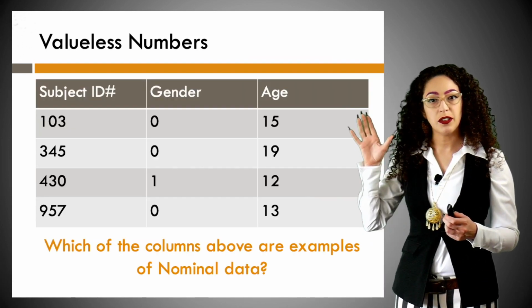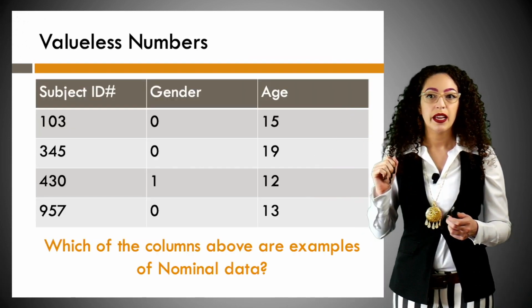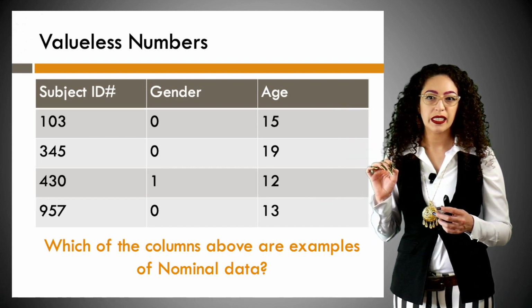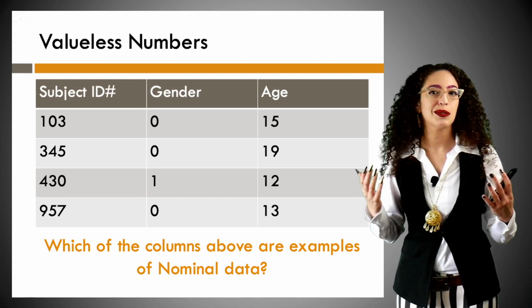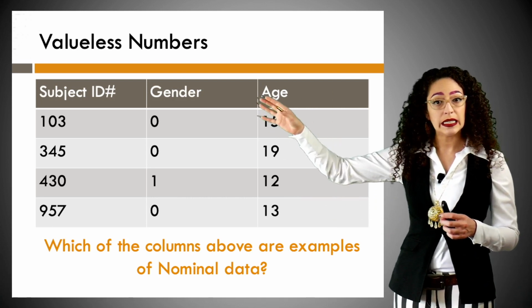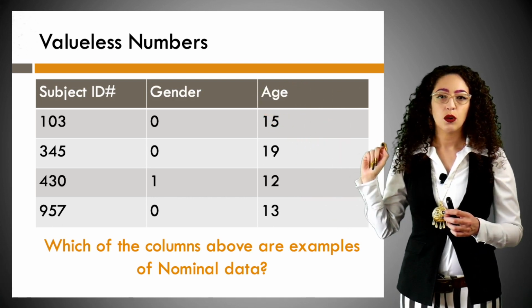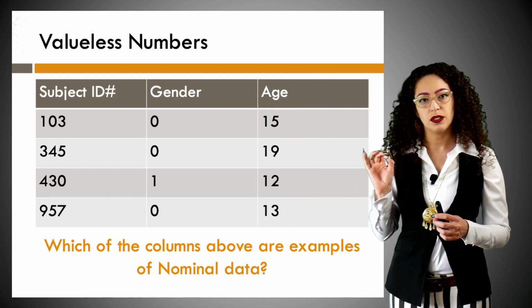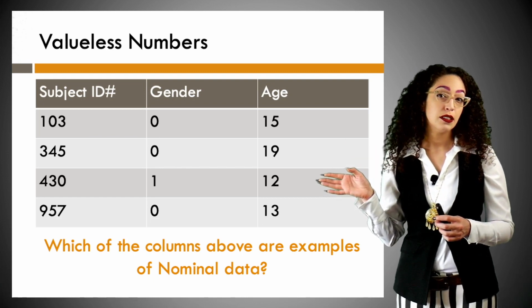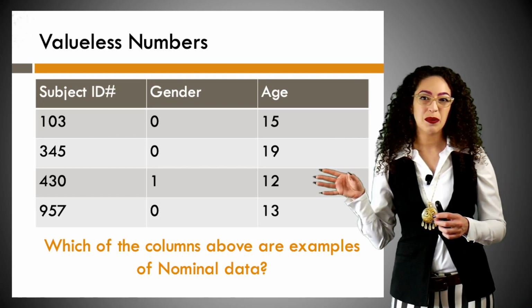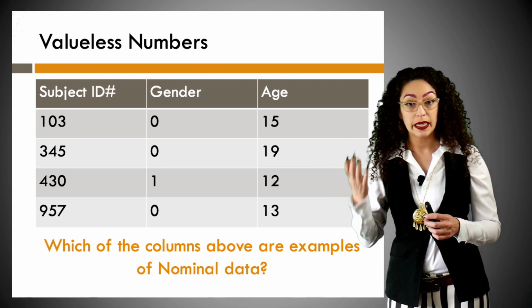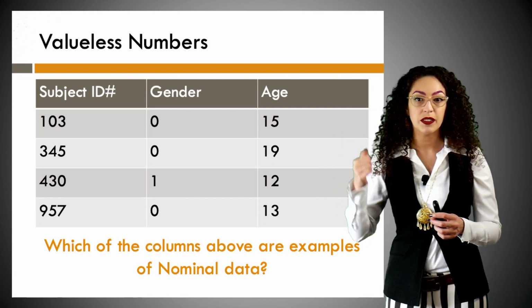Here's a little table with a few different examples of some types of data. And now I'm looking for the examples of nominal data, which is basically like valueless numbers. The numbers don't really mean anything. They're just labels. So which of these three, we have subject ID, we have gender, and we have age. Which of these would be considered a nominal type of variable? Let's look at age. Do you think age is something that is just a label? Being 15 is just a label? Not really. That's actually measurable from the day that you were born, how many years have passed in 15.